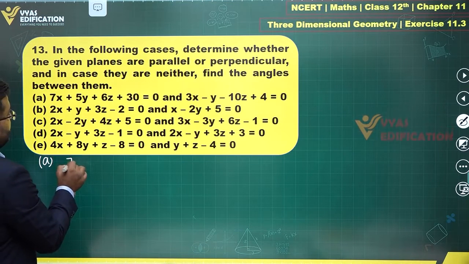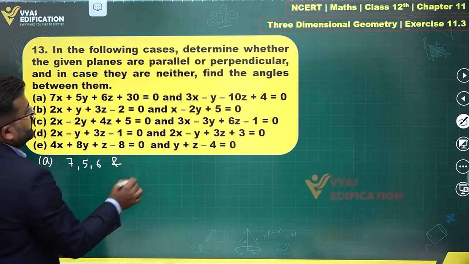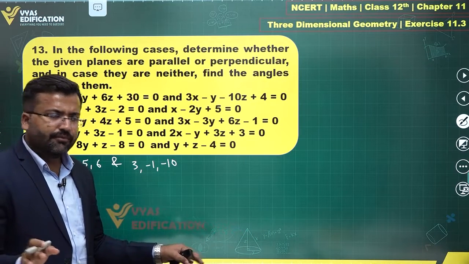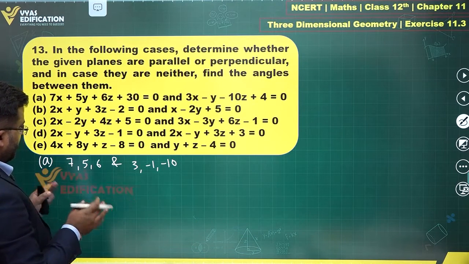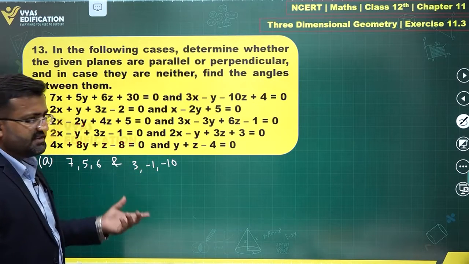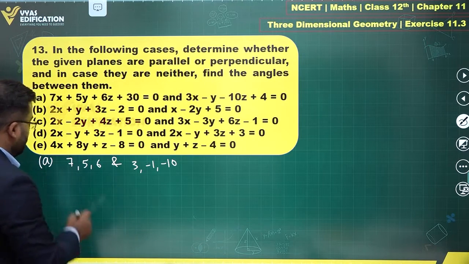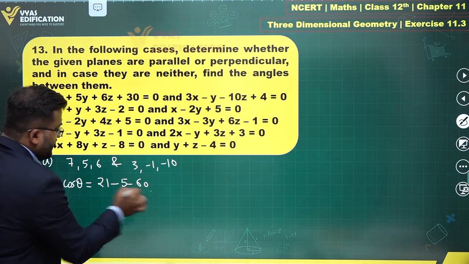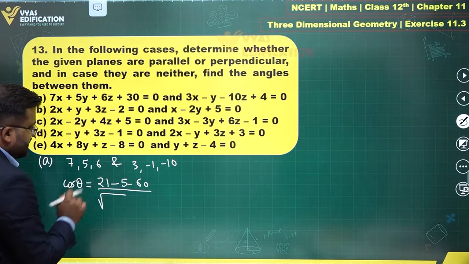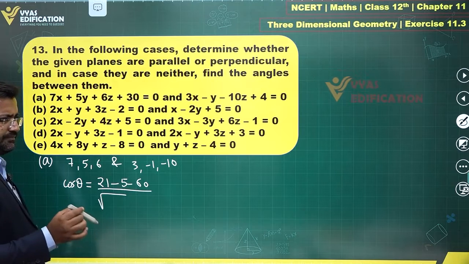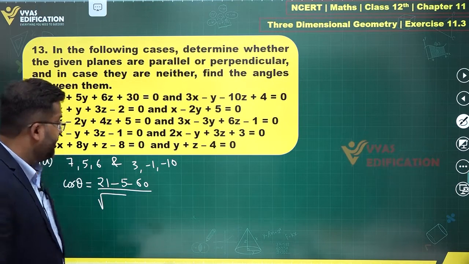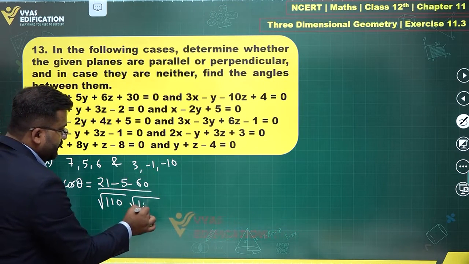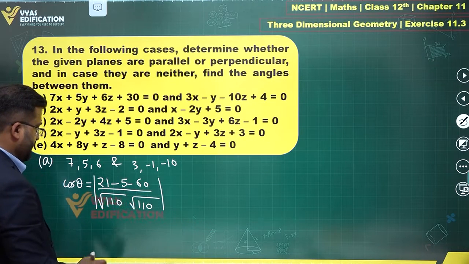So what do we have? We have 7, 5, 6 and 3, minus 1, minus 10 as the two direction ratios, right? And are these perpendicular? 7 times 3 is 21, minus 5, minus 60. No. Are these parallel? They do not look parallel. So cos theta can be found by taking 21 minus 5 minus 60 upon under root of this. 7, 5, 6 square, what is that? 49, 36 and 25. 49, 36 will be 85, 85 and 25 will be 110. Then this under root, which is 110. This is 110 again.